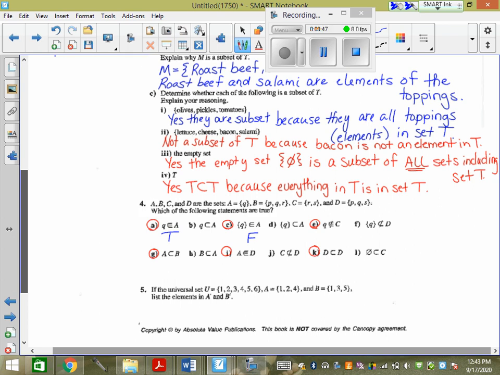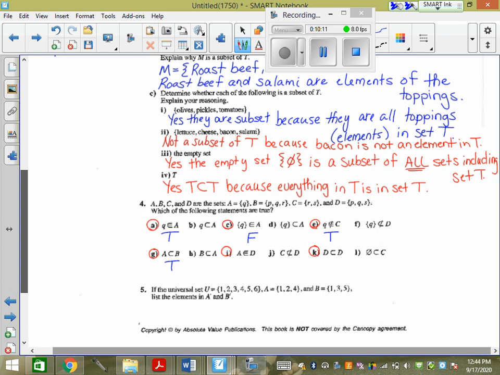Q is not an element of C. Is that true? Is Q in C? Nope. So Q is not an element of C. C only has R and S. So this is true. A is a subset of B. Is A a subset of B? Is everything in A found in B? A has Q. Does B have Q? Yes. So this is true.